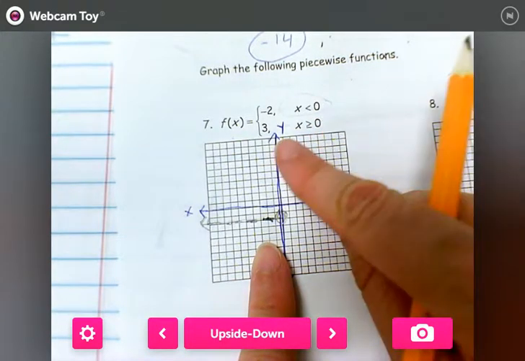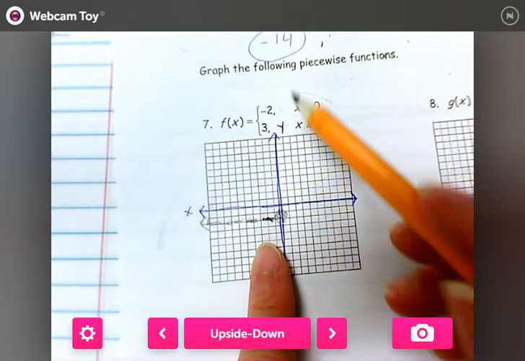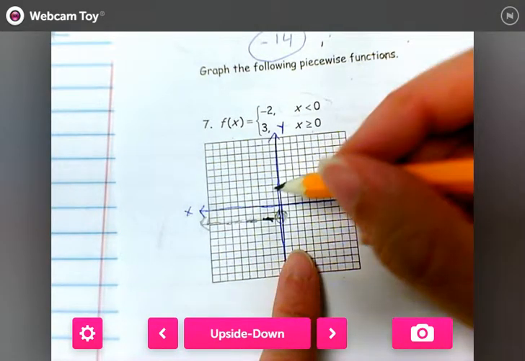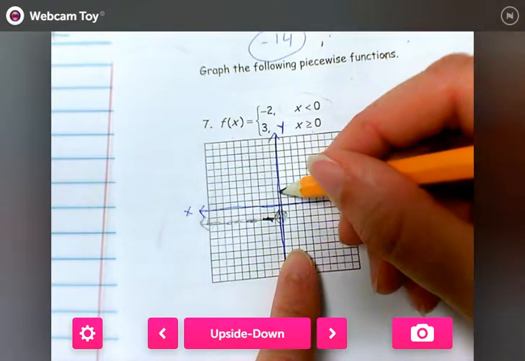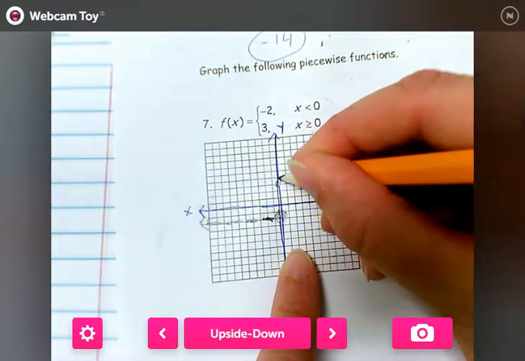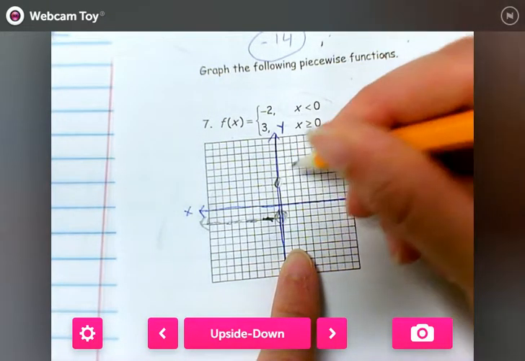Okay, now we're going to talk about when x is greater than or equal to 0, it's at 3. So I'm going to go to 0, I'm going to go up 1, 2, 3. I've got a closed circle, and I've got a solid line.